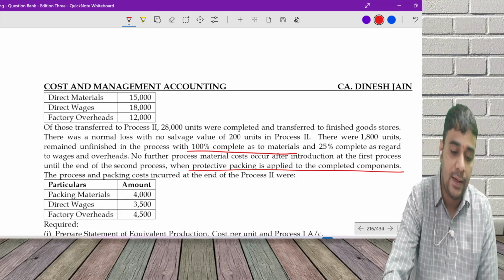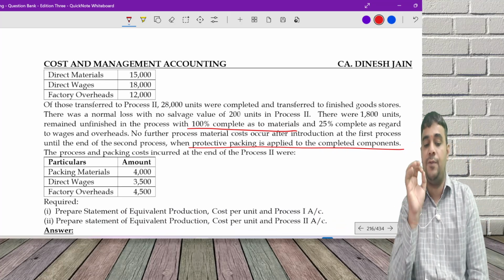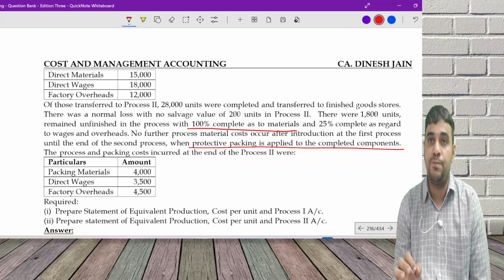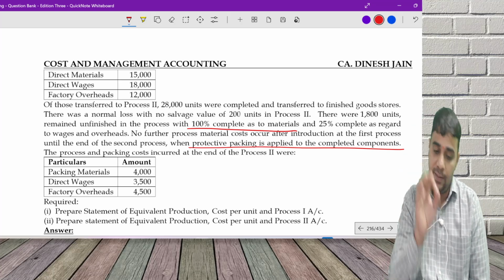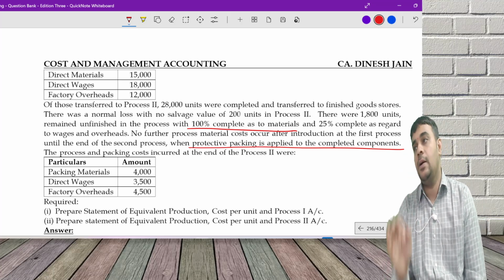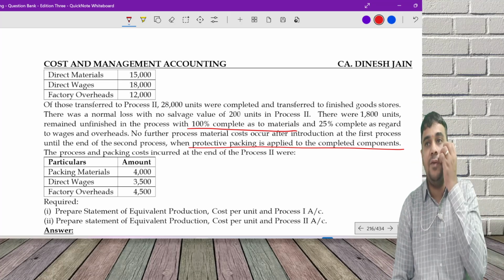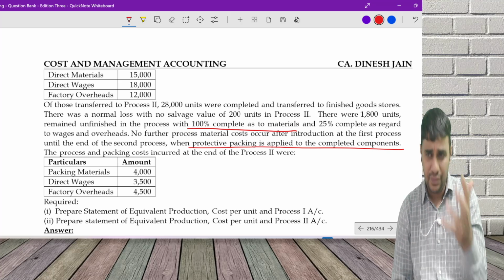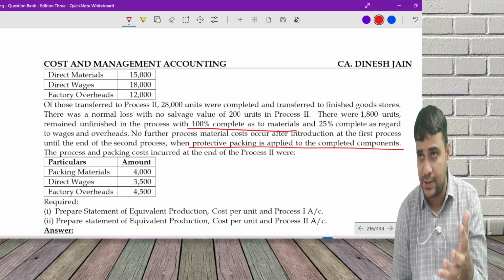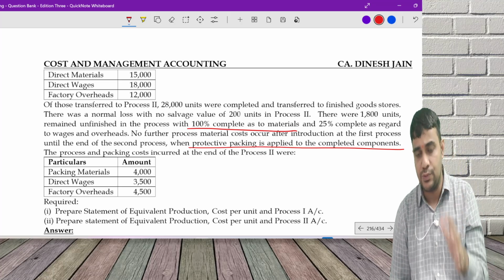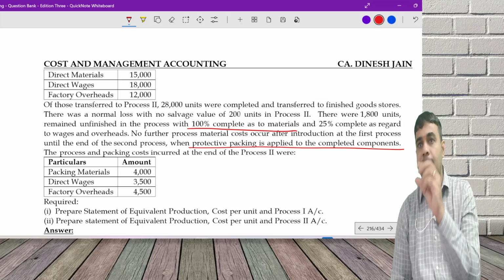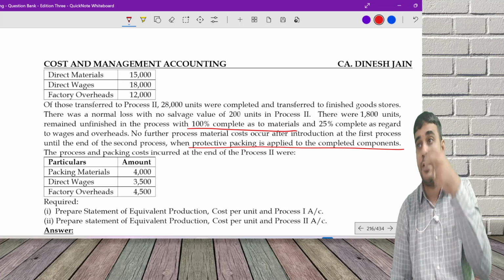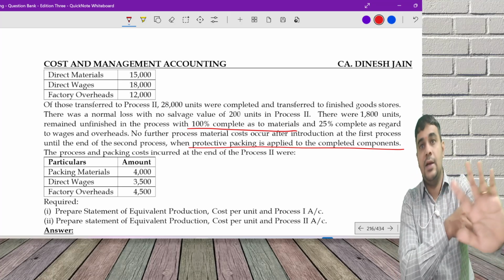Process and packing costs were as follows: prepare a statement of equivalent production and cost per unit for process 1, and the same for process 2. First, I will do process 1, five steps. It will not have many of the items which we saw in the previous question. Then we will do process 2. So today, if possible, we'll complete the process 1 part, and then I do the process 2 part in the next session. Same five steps.